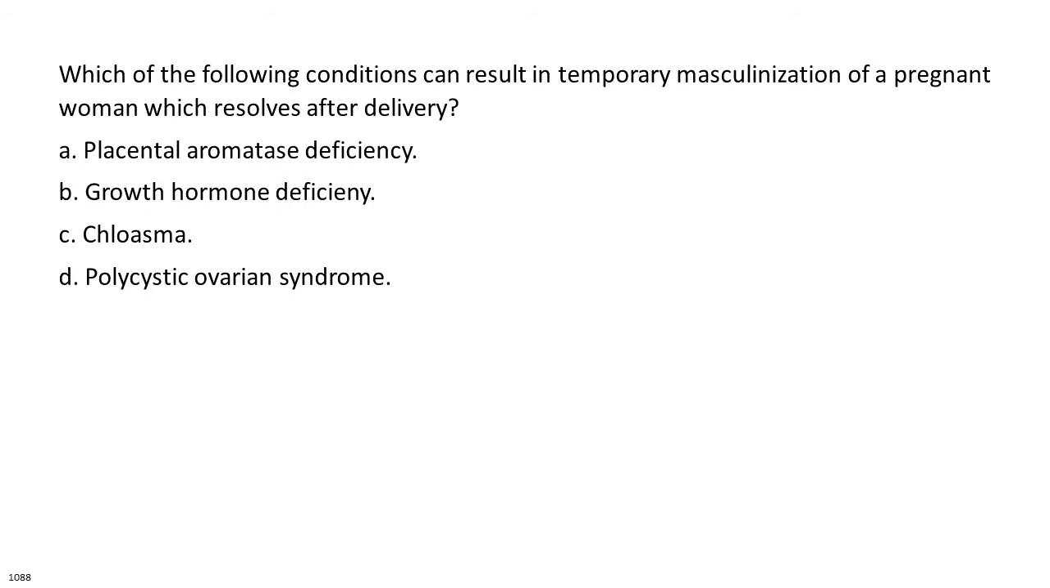Which of the following conditions can result in temporary masculinization of a pregnant woman which resolves after delivery? A. Placental aromatase deficiency. B. Growth hormone deficiency. C. Chloasma. D. Polycystic ovarian syndrome.